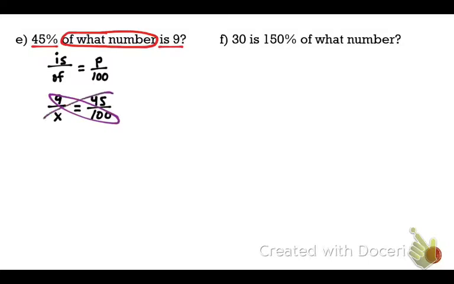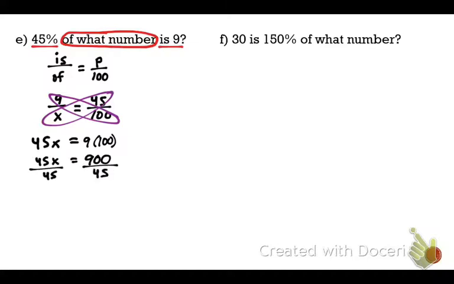All you would do is cross multiply these. We've got 45 times X equals 9 times 100. What is 9 times 100, guys? 900. So I've got to divide by 45. And what is 900 divided by 45? X equals 20. Very good job. So hopefully you were able to get that answer. Let's go on to the next one. 30 is 150% of what number? What should I circle and underline with my red pen?